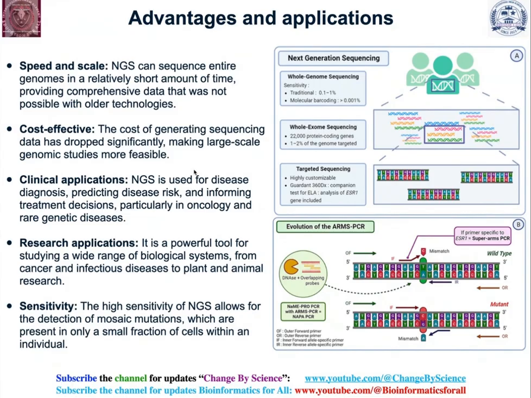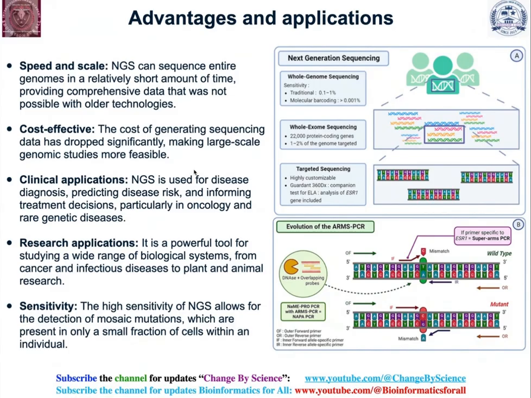Research applications: it is a powerful tool for studying a wide range of biological systems, from cancer and infectious diseases to plant and animal research. Sensitivity: the high sensitivity of NGS allows for the detection of mosaic mutations. Also, don't forget there are some more things called indels, insertions and deletions, copy number variations, and structural variants, which are present in only a small fraction of cells within an individual.